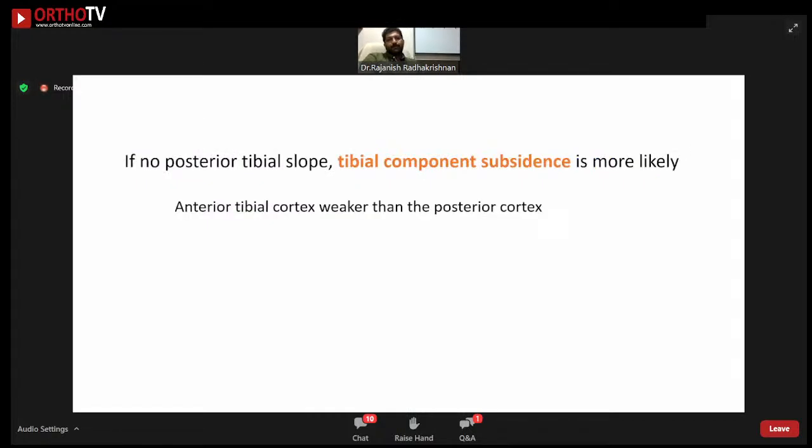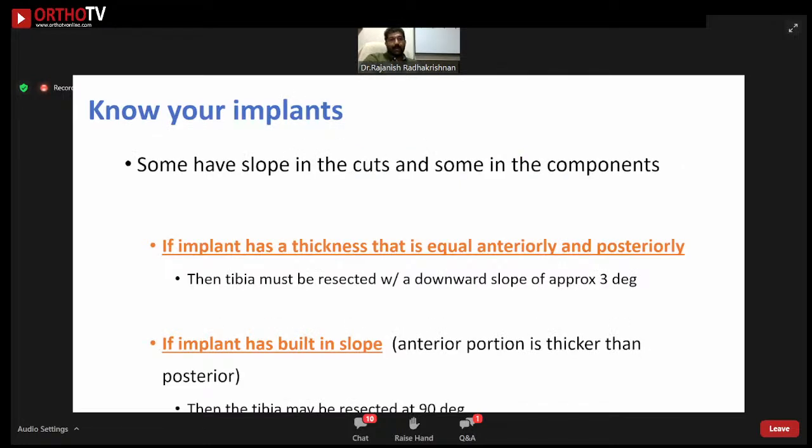If there is no posterior tibial slope, tibial component subsidence is more likely, as the anterior cortex is weaker when compared to the posterior cortex. So approximately 3 degrees of posterior slope is always welcome. You should be very thorough with the implants you are using. Why? Because the slope will be inbuilt. In those cases, the tibia can be resected at 90 degrees. If there is no inbuilt slope, you have to give the slope.